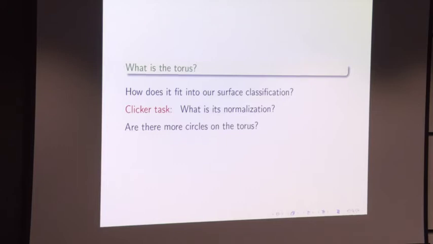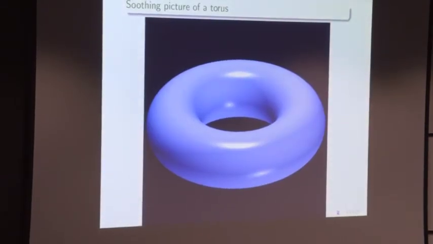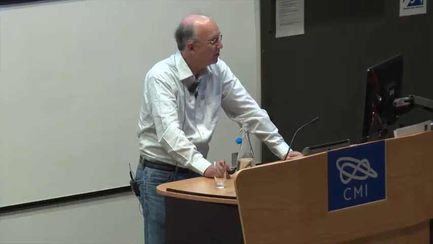Okay, now maybe the next question, which might not occur to you, is: are there more circles on the torus? So we found already two families. Are there more? Now this is, again, a very classical topic, but first here there's a soothing picture of the torus, if the previous one was too colorful. Are there more circles there? And it turns out that there are.